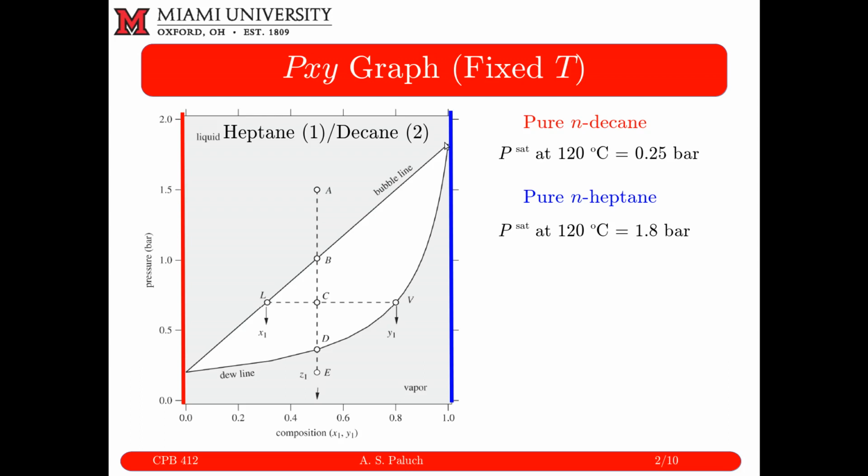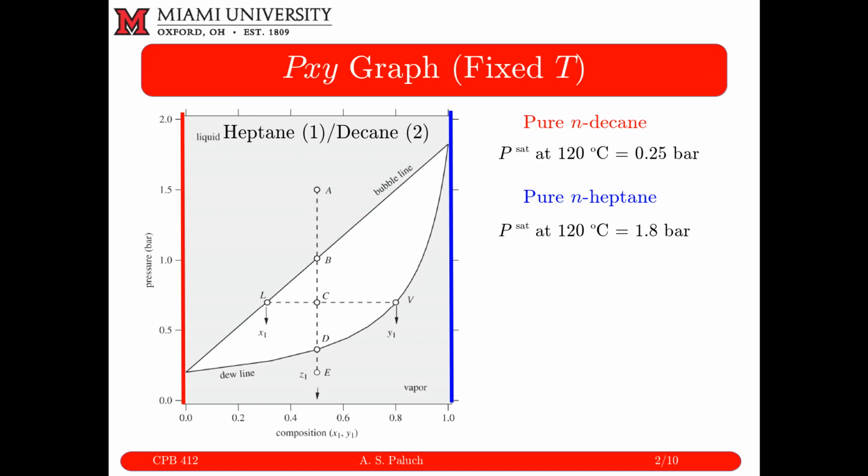Okay, so now let's think about volatility again. When I'm constructing TXY and PXY phase diagrams, it's customary to plot with respect to the most volatile component. Why? Because in a vapor-liquid separation process, say distillation, my goal is to concentrate the most volatile component in my vapor phase. So the same is true here.